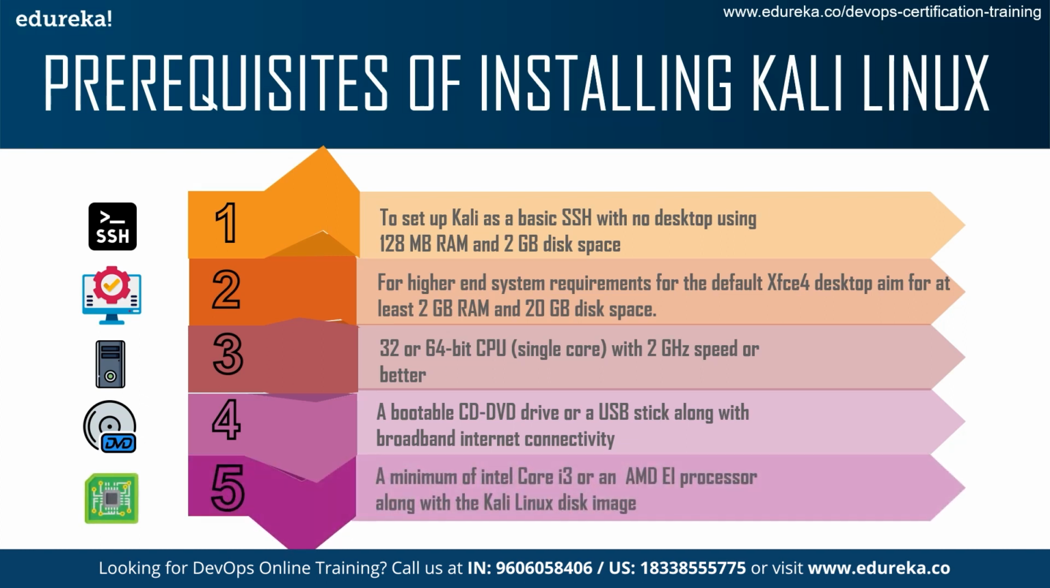Now, finally, we talk about the processor. Now, when it comes to the processor, Kali Linux has to have a minimum of Intel Core i3 or an AMD E1 processor along with the Kali Linux disk image, right? So the best disk image that you'll have is the AMD64 disk image, right?